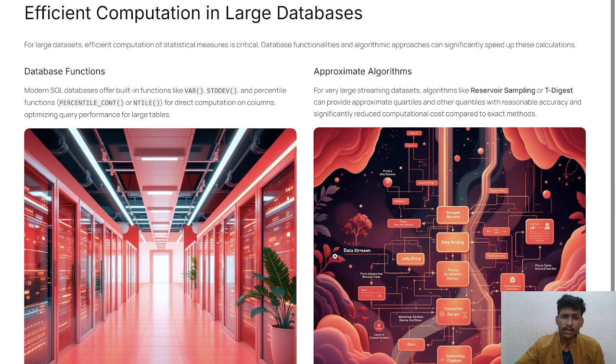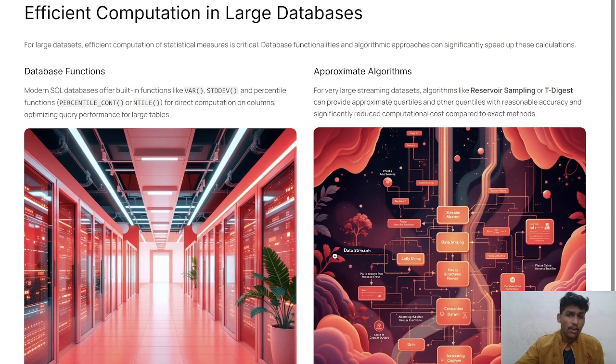For large databases, efficient computation of statistical measures is crucial. Database functionalities and algorithmic approaches can significantly speed up these calculations. So let's talk about database functions. Modern SQL databases offer built-in functions like standard deviation, percentile, count, and NTILE, for direct computation on columns, optimizing query performance for large tables.